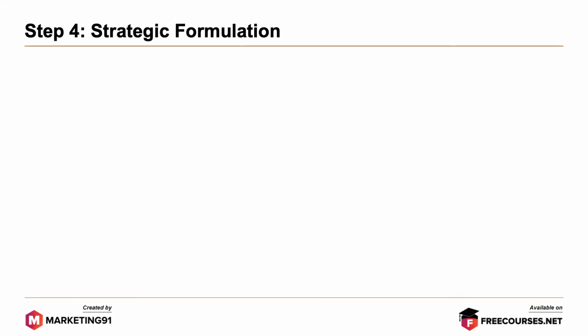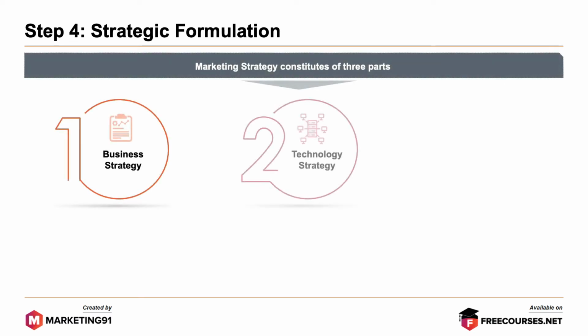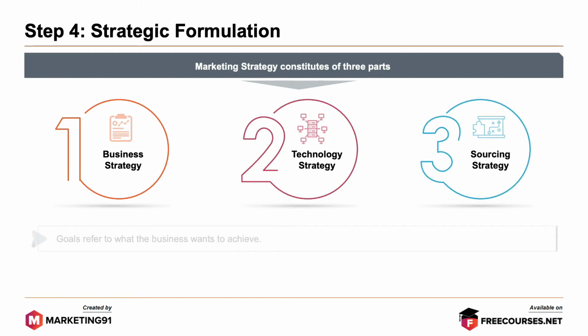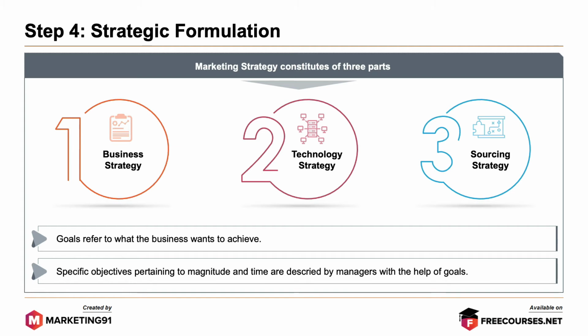Next, we move on to step 4 of strategy formulation. Marketing strategy consists of 3 parts: business strategy, technology strategy, and sourcing strategy. Goals refer to what business wants to achieve, whereas strategy refers to the game plan for achieving the set goals.